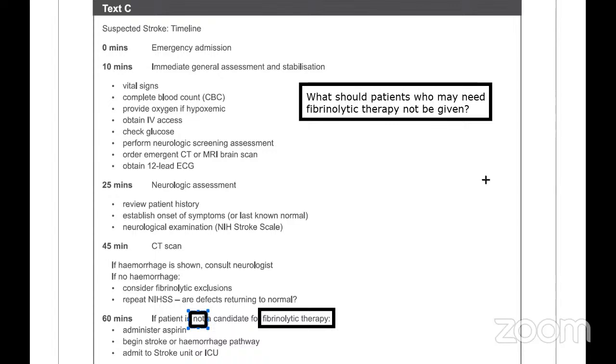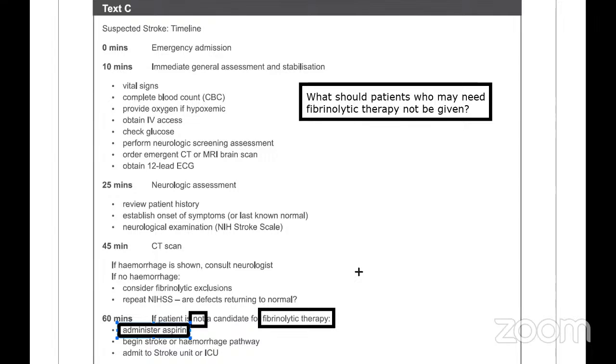That means they may need fibrinolytic therapy means he is a candidate for fibrinolysis. Then definitely, try to understand, you should not give what? So if a patient is not a candidate for fibrinolysis, then you should administer aspirin. But if he needs fibrinolytic therapy, then you should not administer aspirin. So aspirin is not to be given.